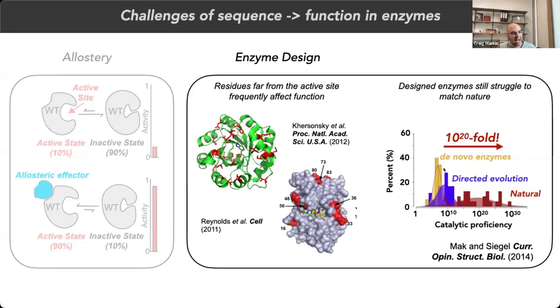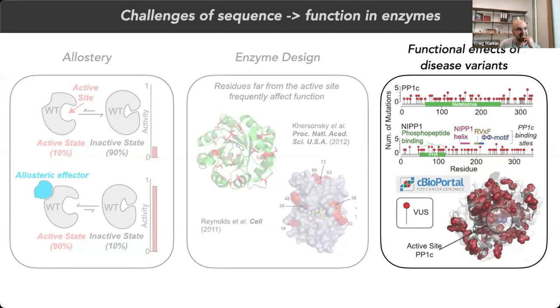Highlighting our lack of knowledge is this plot on the right here, where we're comparing the catalytic proficiencies of natural enzymes to de novo enzymes and enzymes subjected to directed evolution. You can see right away that the natural enzymes are like 15 to 20 orders of magnitude better than our best designs. That's in part because we lack a better predictive understanding of what changes to make and where to make them in enzymes.